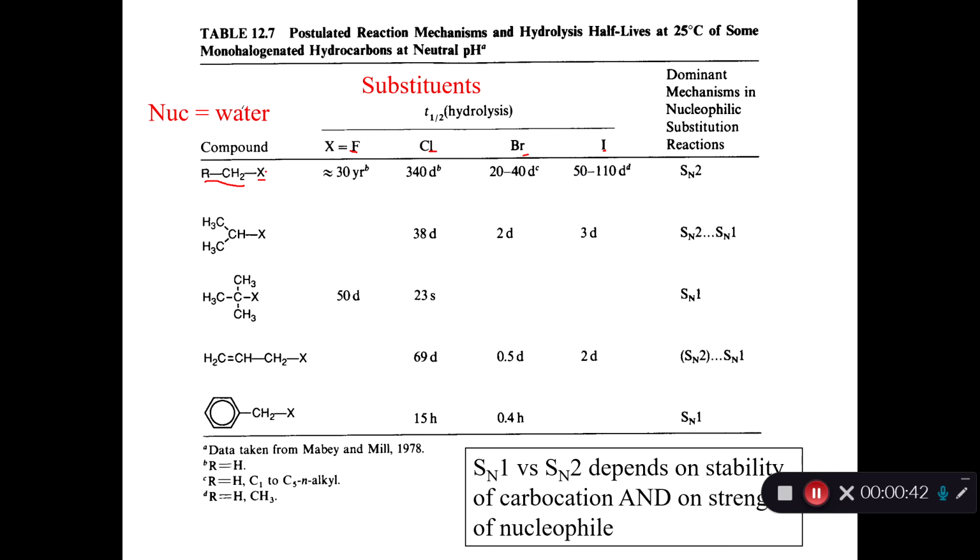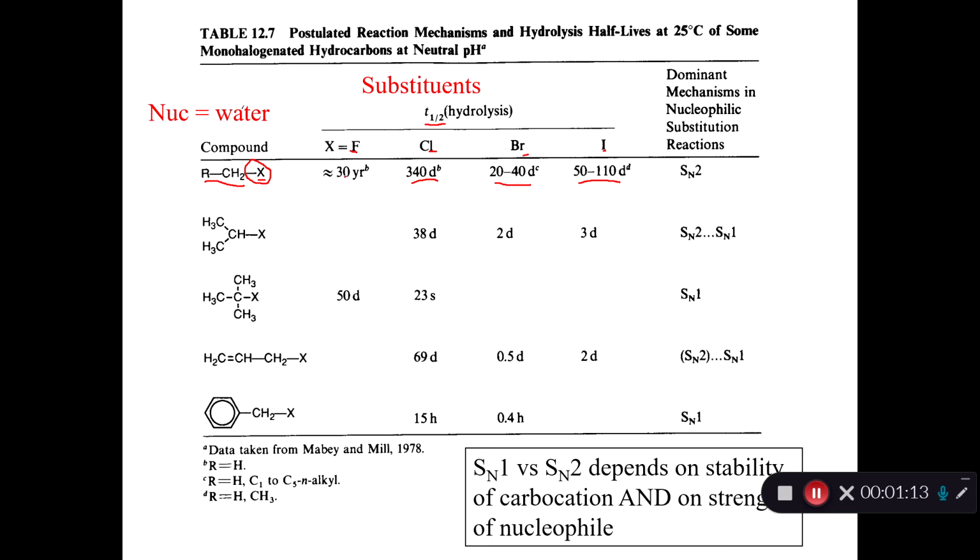So if you have a primary halide, where the halogen is at the end of the carbon chain, and iodide is your leaving group, the rate of hydrolysis, the half-life, is 50 to 110 days, so a few months. If bromide is the leaving group, then you're looking at about a month. If chloride is your leaving group, you're looking at about a year, so about an order of magnitude slower than if bromide is your leaving group.